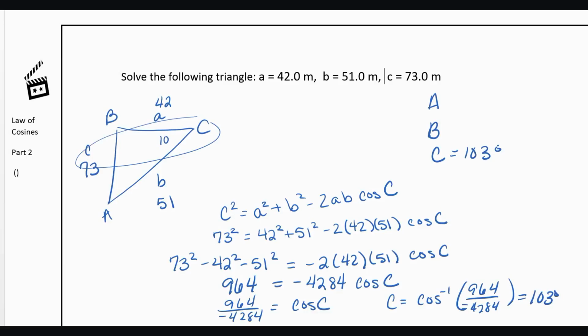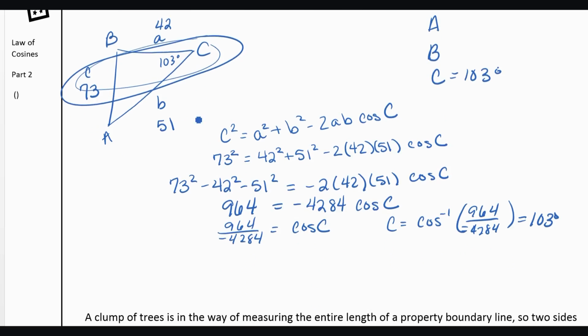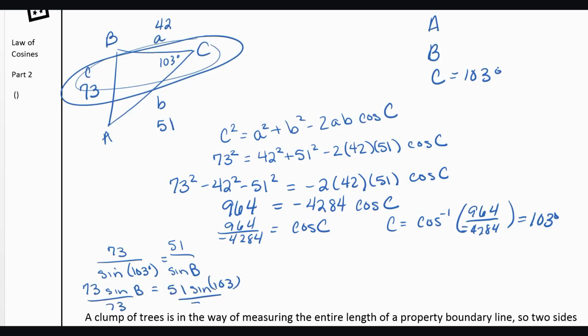Okay, now that we have that, we have an opposite pair, so we can set up the law of sines. We can say 73 over sine of 103 equals, let's find b, 51 over sine of b. We'll cross multiply, so we'll have 73 sine of b equals 51 sine of 103. We'll divide both sides by 73. So we have sine of b equals this stuff.